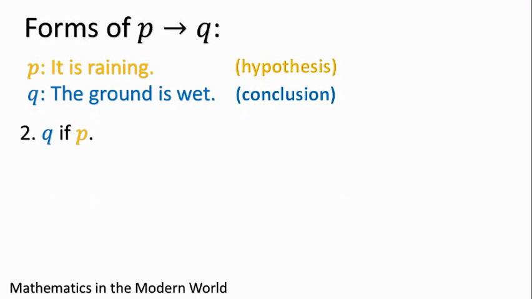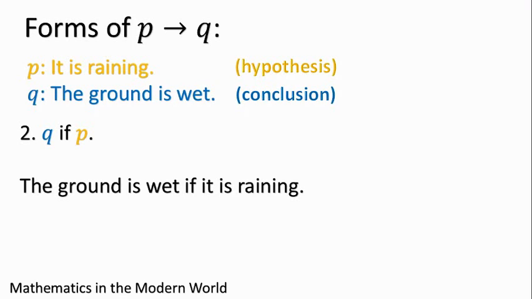Next is the form Q if P. Written in this form, we say the ground is wet if it is raining. Notice that even if the propositions were rearranged, the word if still introduces the hypothesis and so will still be translated as P arrow Q.